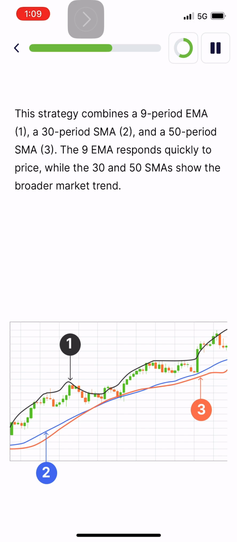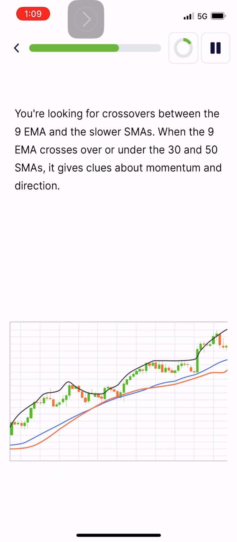The 9 EMA responds quickly to price, while the 30 and 50 SMAs show the broader market trend. You're looking for crossovers between the 9 EMA and the slower SMAs. When the 9 EMA crosses over or under the 30 and 50 SMAs, it gives clues about momentum and direction.